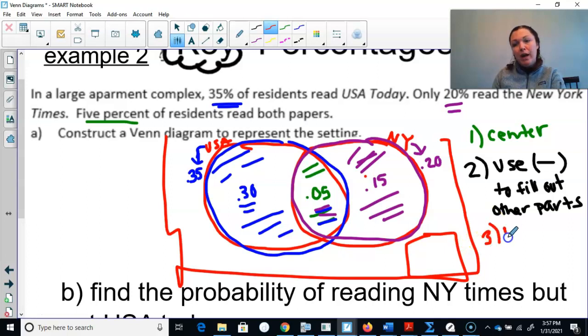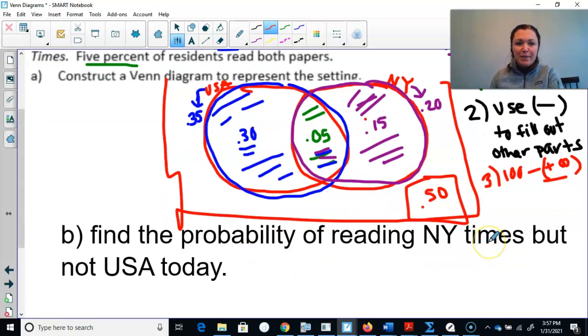So I'm going to do 100 minus whatever is added up for the circles. So we're going to add up the circles, right? So 100 minus whatever that sum was. Ours was 50. So 100 minus 50 is 50%. So I'm going to put 0.50 here.